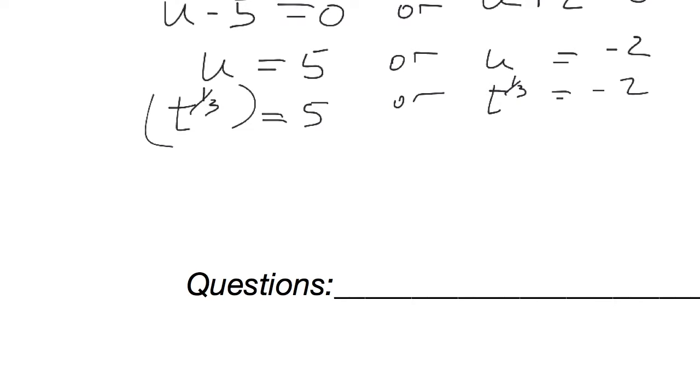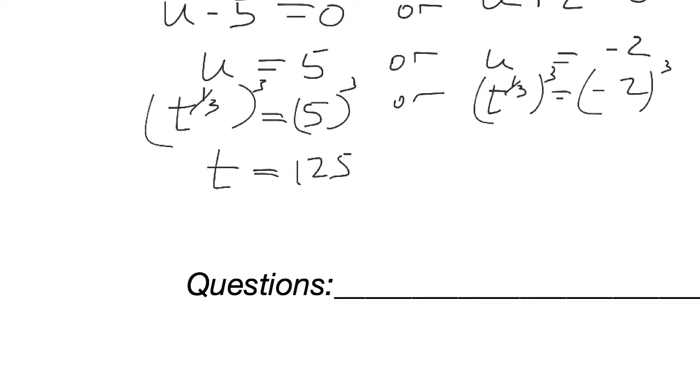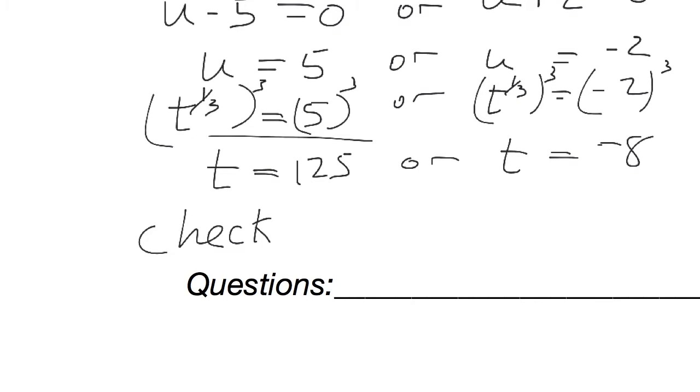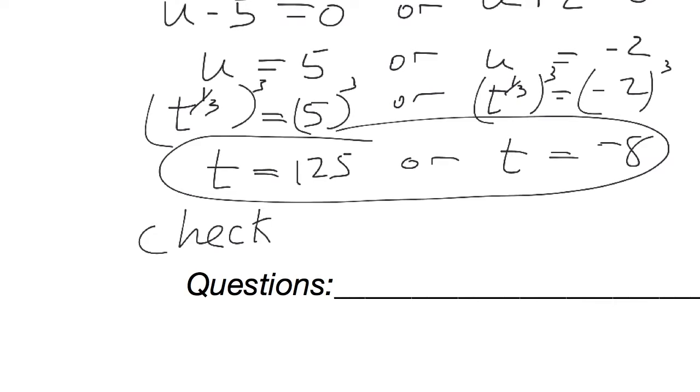Alright, let's cube both sides of both equations to get rid of the 1/3 exponent. Then you get t is equal to 125, or t is equal to negative 8. You have to check both of these solutions. Maybe one of them won't work. But when you check them, you find that both of them are solutions.